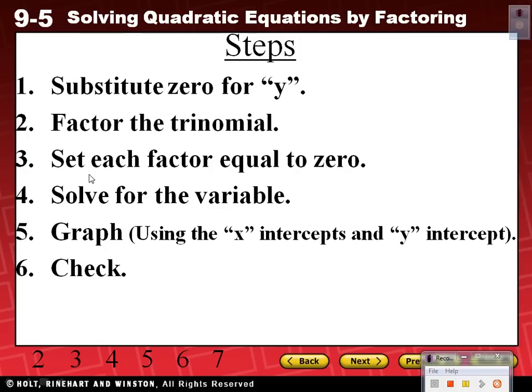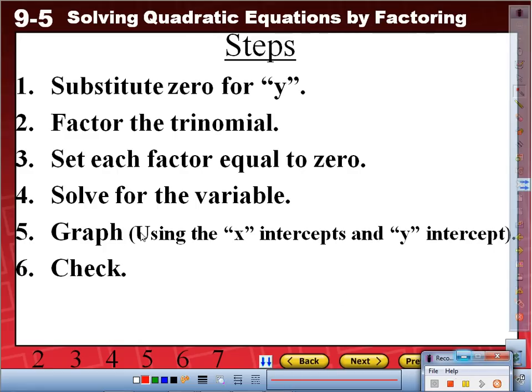So once again, step 1, substitute 0 for y. Step 2, factor the trinomial. Step 3, set each factor equal to 0. Step 4, solve for the variable. Step 5, graph using the x-intercepts and the y-intercept. And step 6, check.